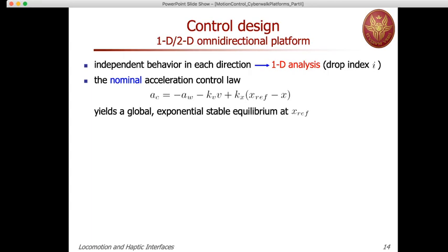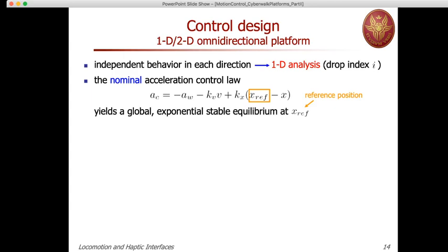Since everything is linear, this type of controller, if it could be implemented, so at this stage this is just a nominal control law, would bring the error with respect to the reference position exponentially to zero in a stable fashion. So pay attention, this reference position is the one with respect to which we are regulating the actual position of the user.